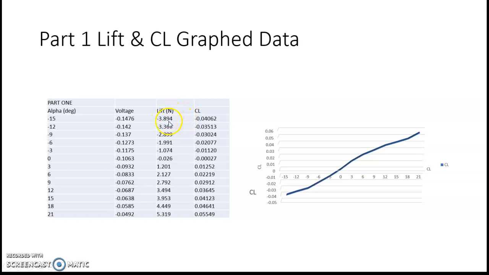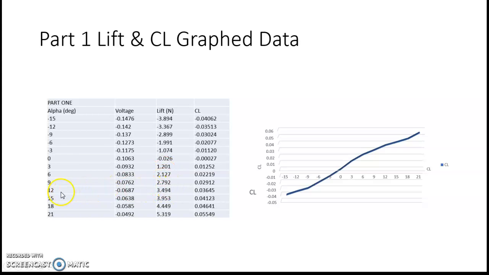The lift and coefficient of lift were calculated by us, given the formulas by Dr. Judy. Here you can see that at -15 degrees of pitch, so when the nose is pitched down 15 degrees, the coefficient of lift is 0.04, where the actual lift is -3.89, almost 4 less than 0.